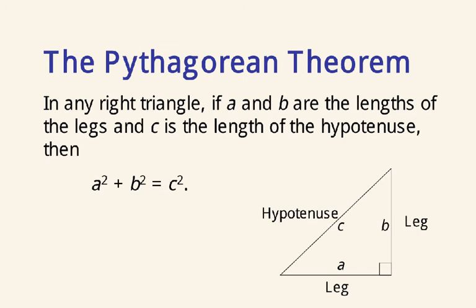So the Pythagorean Theorem tells us that in any right triangle, the squares of the legs, so square each leg and add them together, that's going to equal the square of the hypotenuse. The hypotenuse being this side that's right across from the right angle.